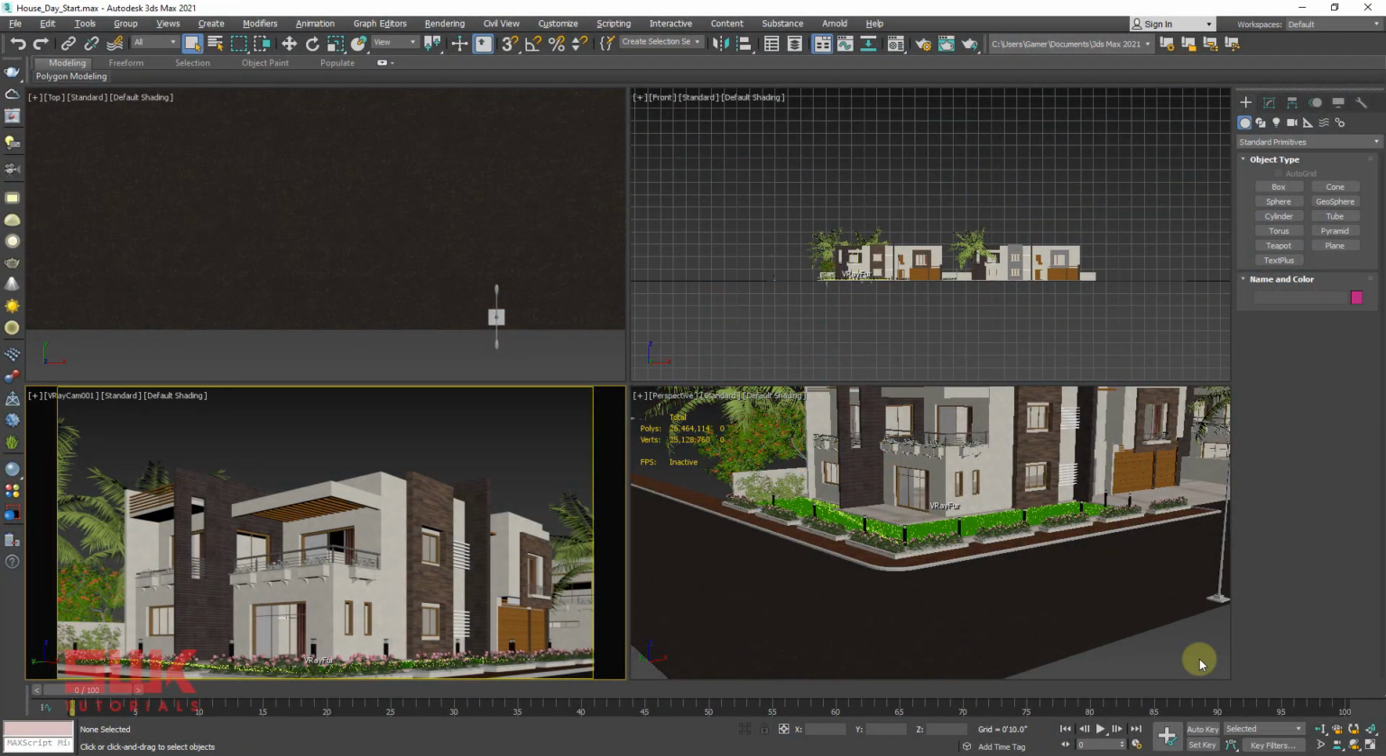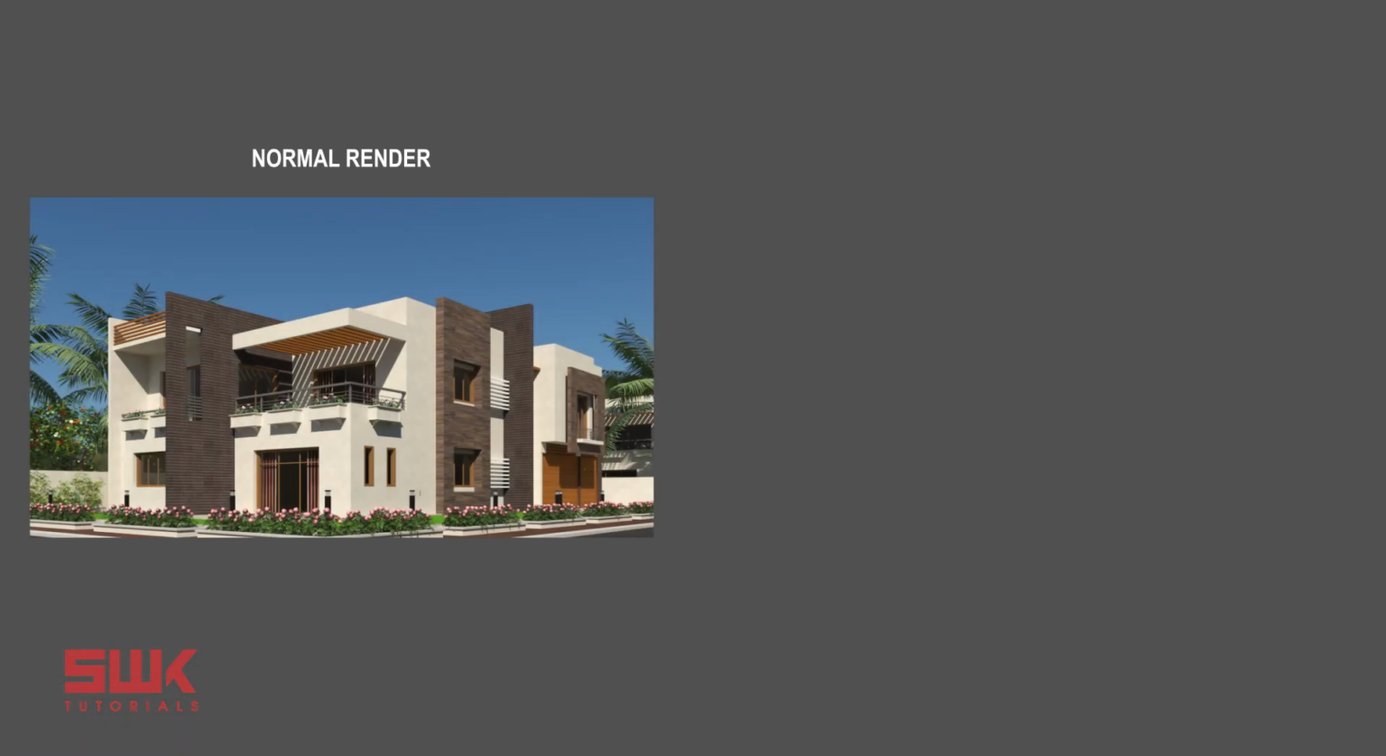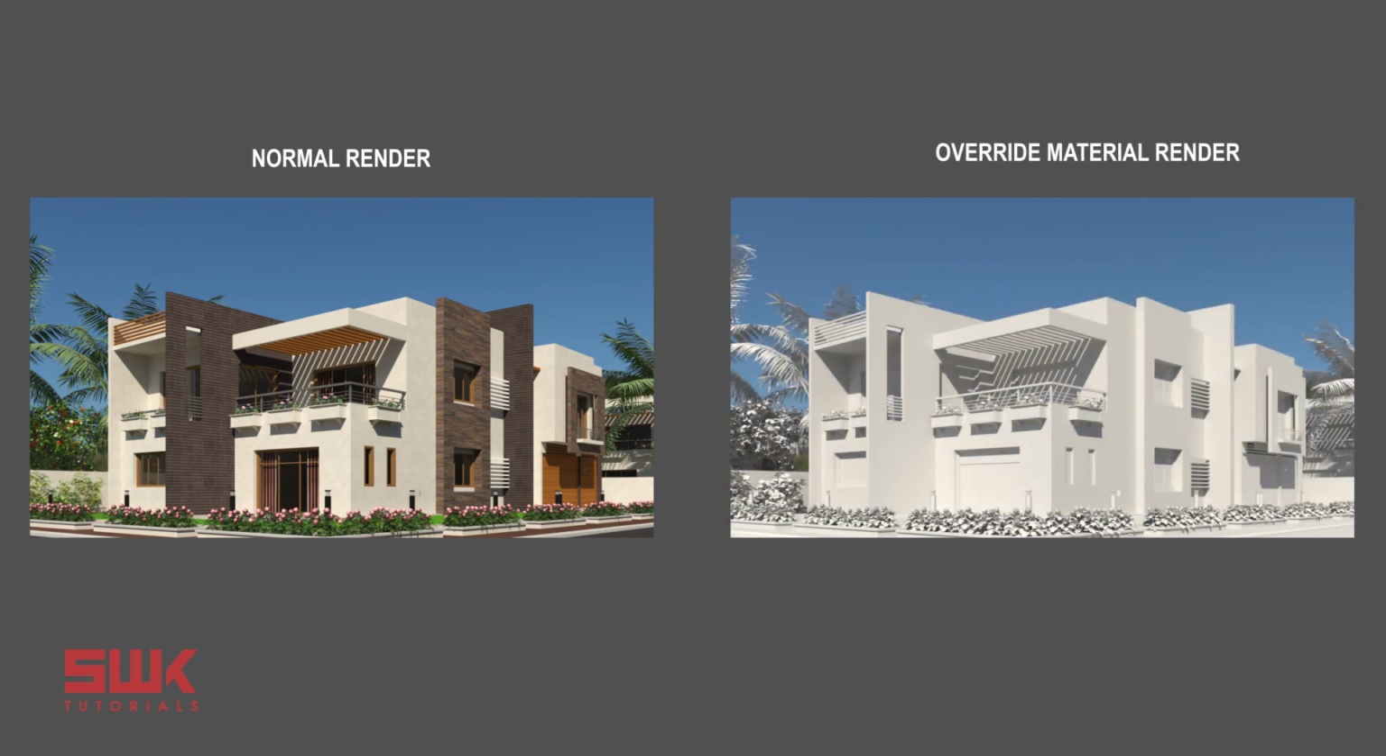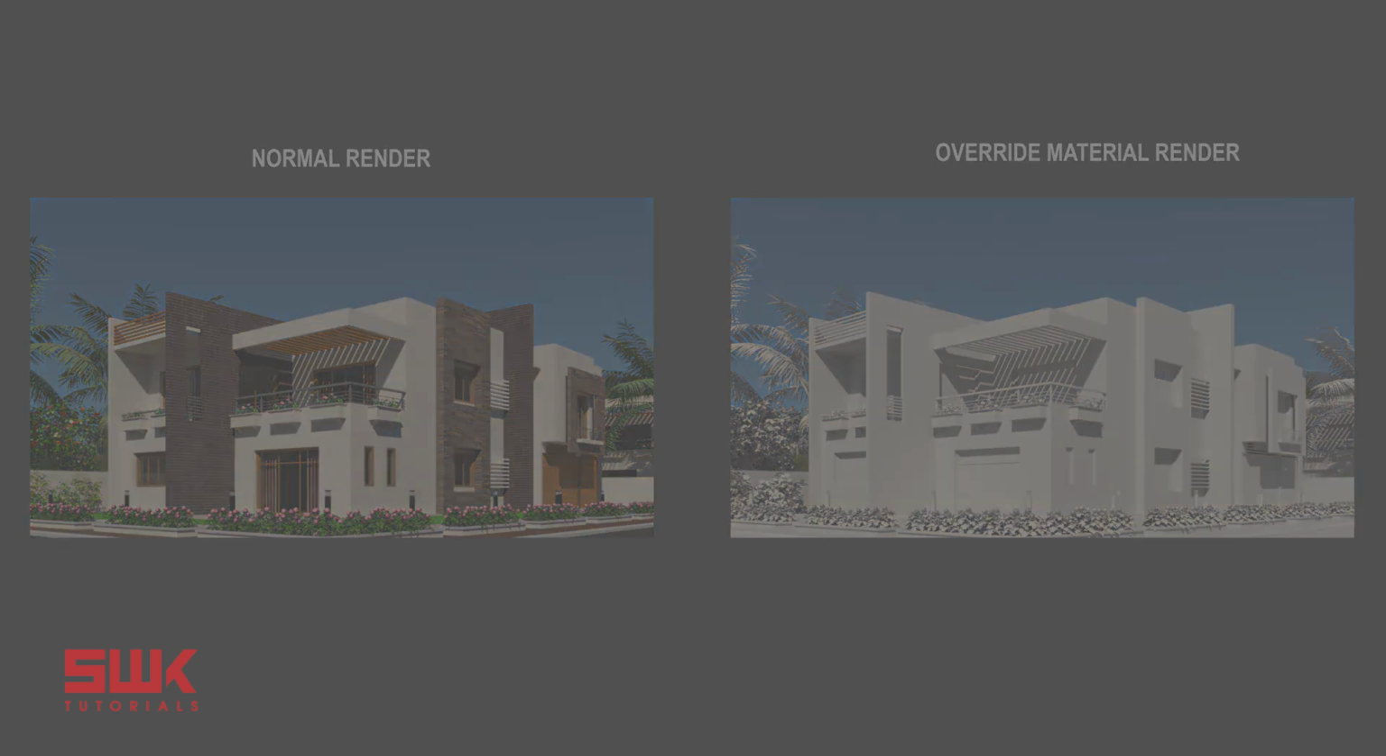Section 1. Use an override material in render setup to figure out lighting. Once we set our camera and composition, turn on material override. Normal render versus override material render. This will render faster and help you in figuring out light and shadows easily.